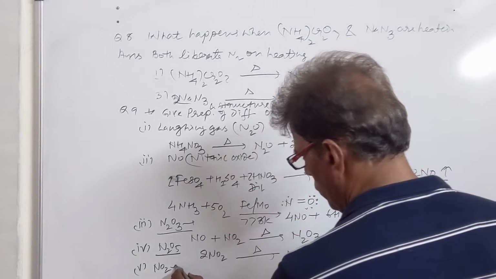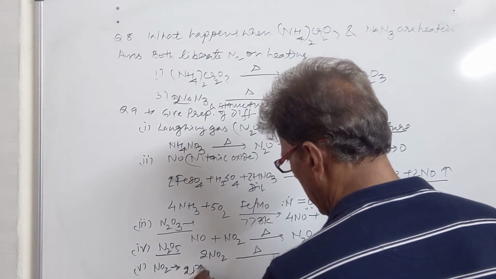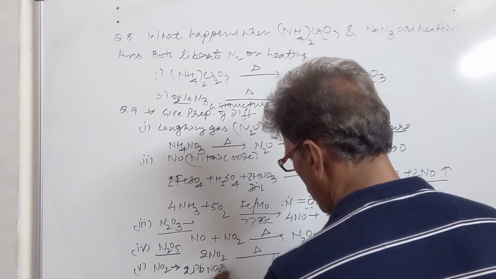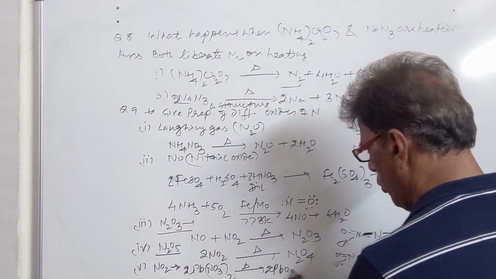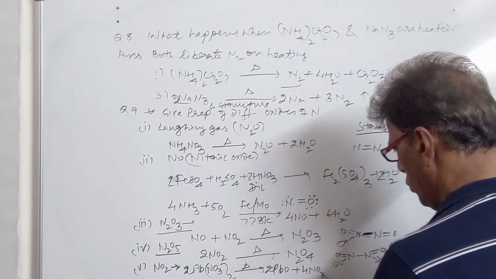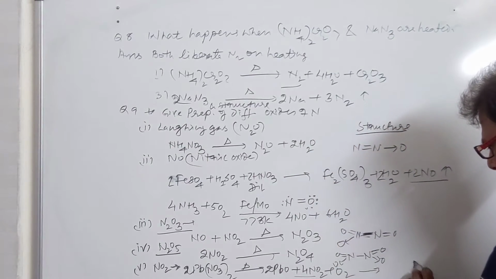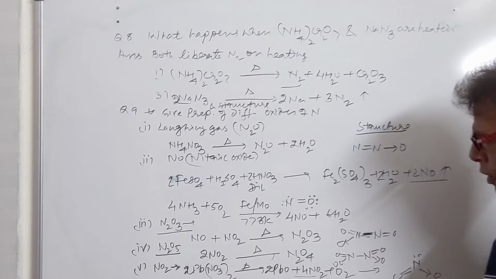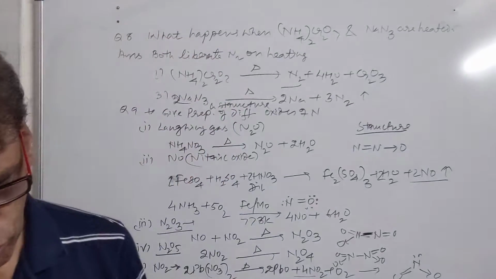Then NO2. How to get NO2? By heating lead nitrate. You get 2PbO plus 4NO2 plus O2. Structure of NO2 is like this. This is NO2.